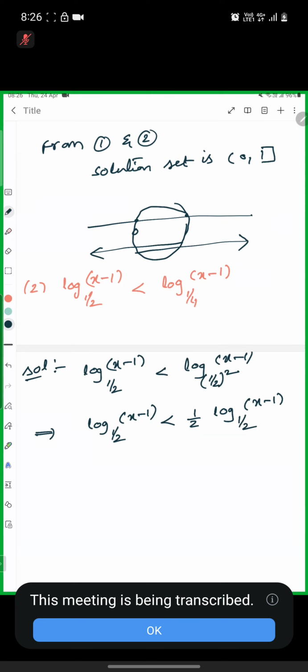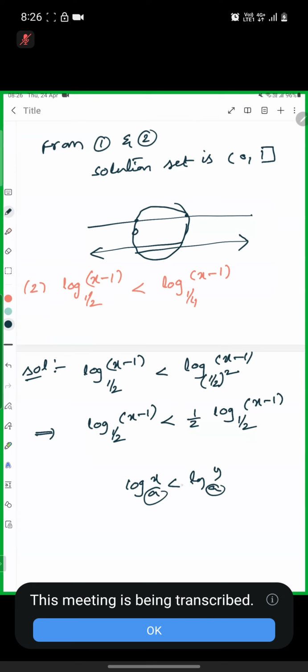First write 1 by 4 as 1 by 2 whole square. Then use the property log x to base a power m is 1 by m into log x to base a. Now, bring this 1 by 2 inside the logarithmic function. To remove logarithm on both sides, this must be in this form. Same base and no multiples here and here.